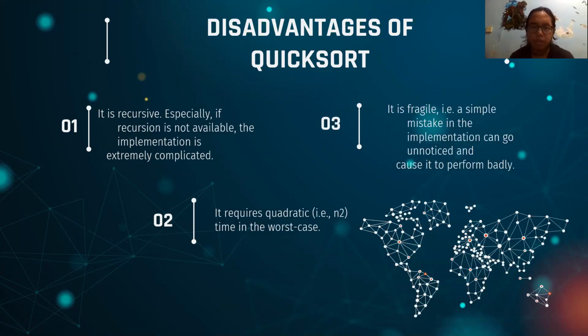The disadvantages of using Quicksort. The first, it is recursive, which is a problem especially if recursion is not available. Implementation is extremely complicated, which means if there is a bunch of elements stacking up, it will be quite complicated. The second, it requires quadratic time, i.e. n squared, in the worst case. The third, it is fragile. Mistakes in implementation can go unnoticed and cause it to perform badly.